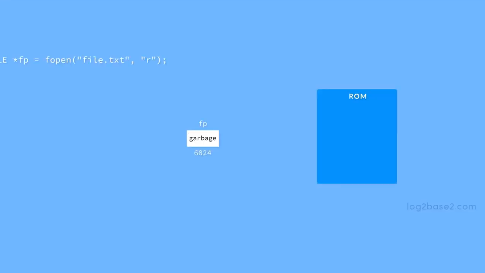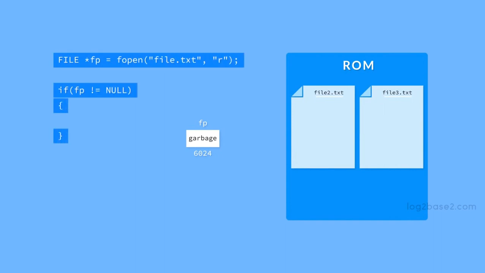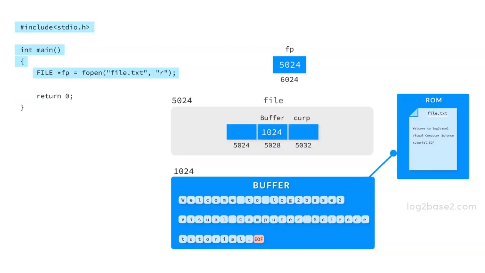Now, we try to open the file file.txt, but we can see that file1.txt is present, file2.txt is also present in ROM, but our required file is not present. So fopen is unable to find the file, and it will return a null pointer. So, if file pointer fp is not equal to null, it means the opening was successful, and then we can access the file. Now, let's read a file character by character.